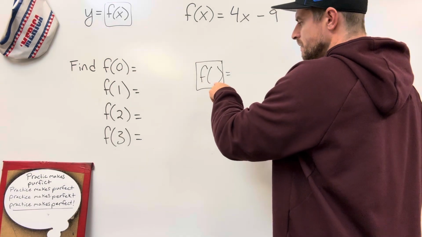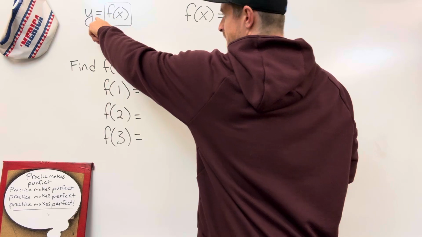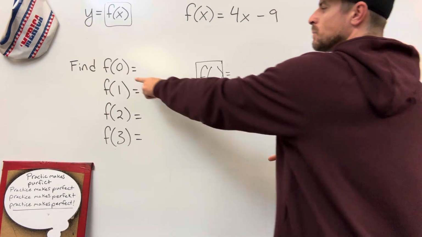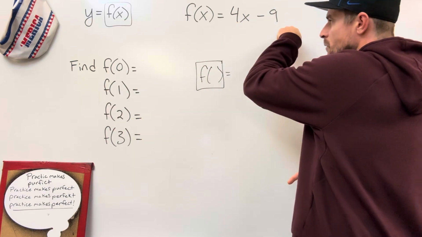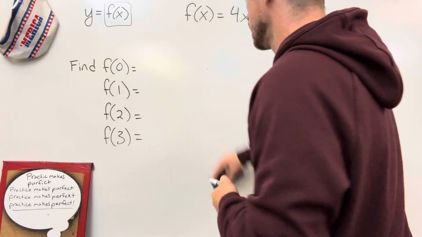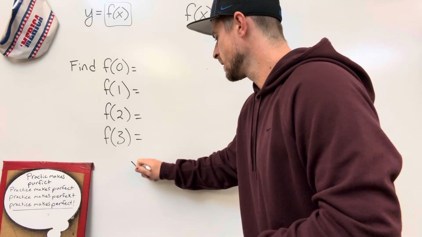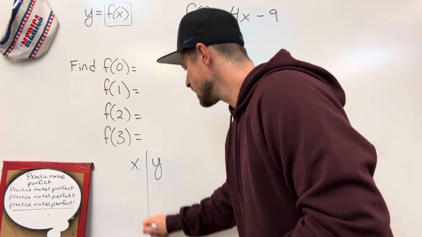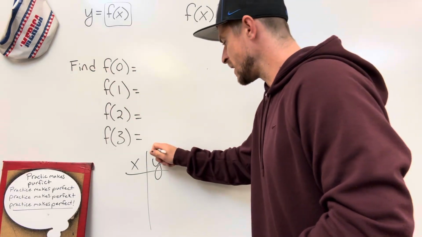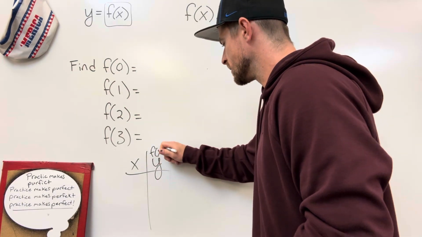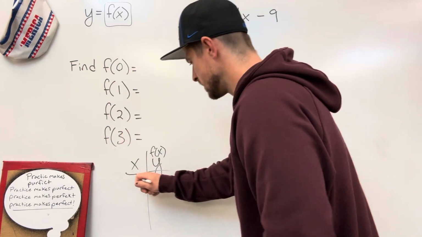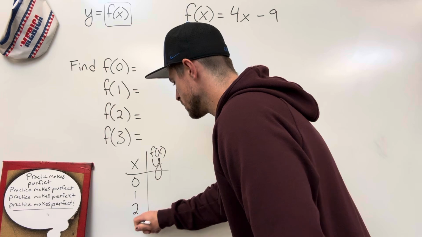And because all of this, f of x, is the same thing as a y, this number will be your output. So let's plug these numbers into our equation, work it out, and see what we get. We can make a table down here: x, y, inputs in the x column, outputs in the y column. You can change the y to f of x if you wanted to, and we're just going to find our values. So we're looking for 0, 1, 2, and 3.